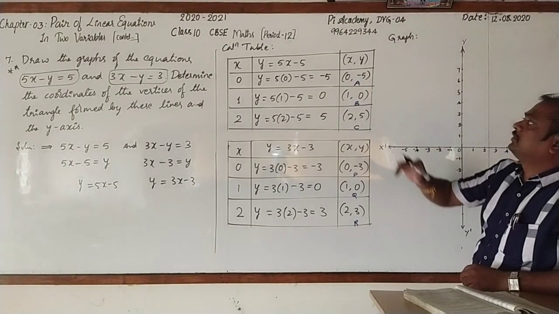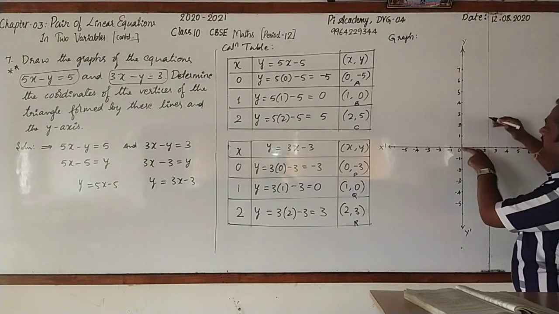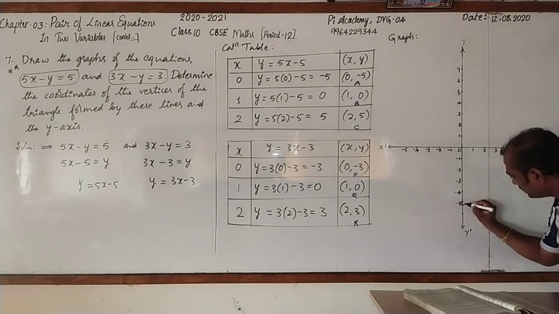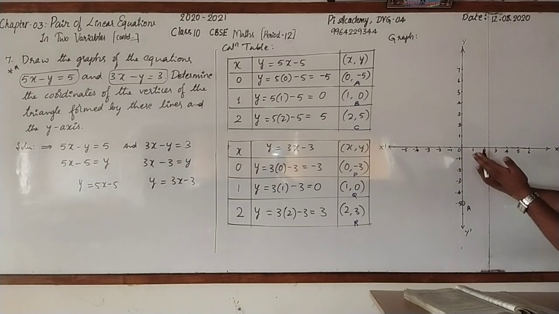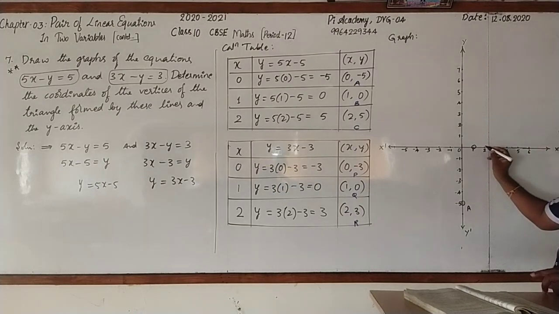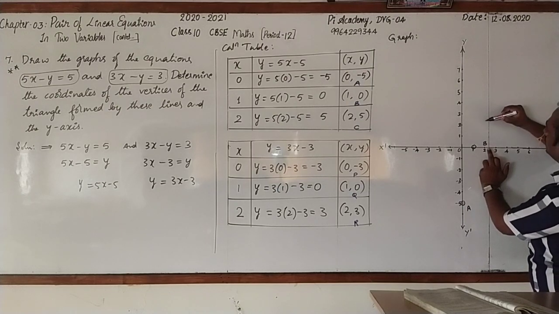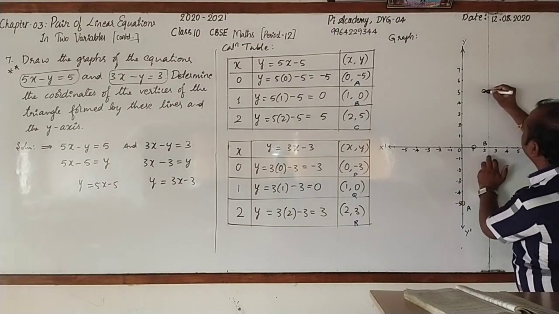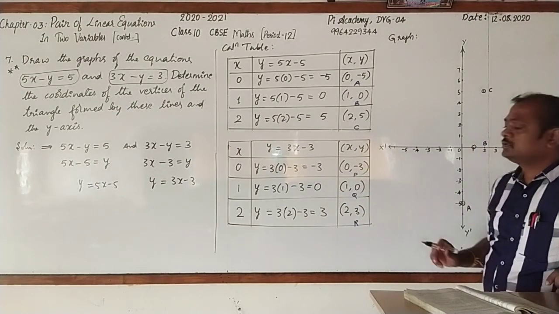Now see that here 0 comma -5 is there. Here x is 0, y is -5. That comes here. I'll mark this point as A. Next 1 comma 0. 1 comma 0 means it is in the form of x comma 0. The point lies on x-axis. This is B. Next 2 comma 5. When x is 2, y is 5. Here. This is C.